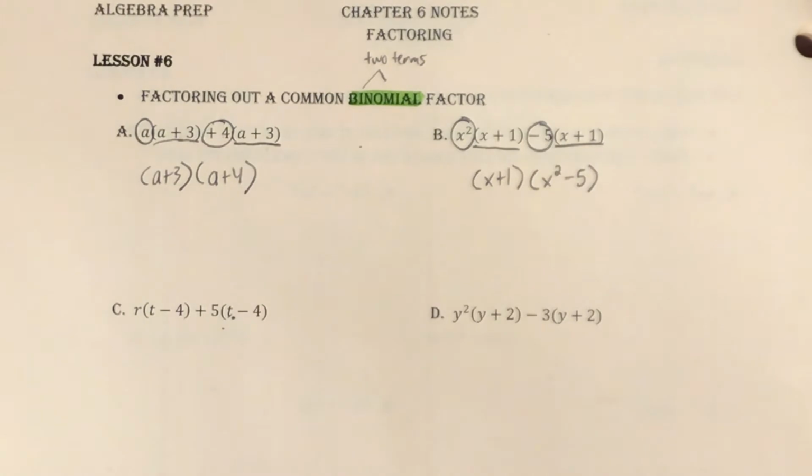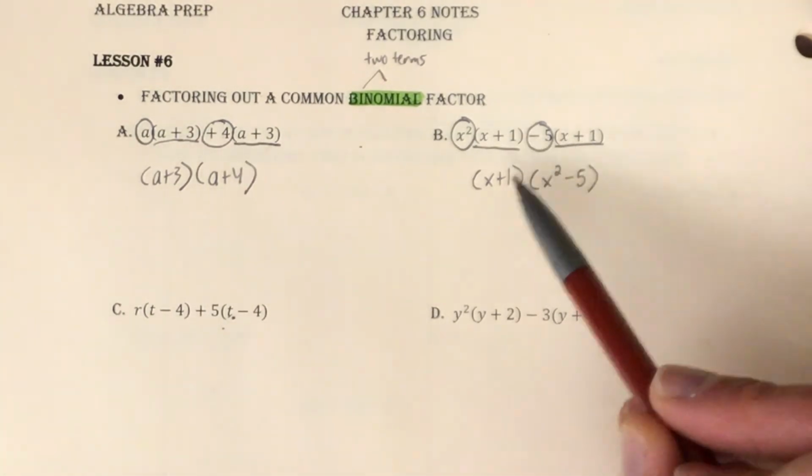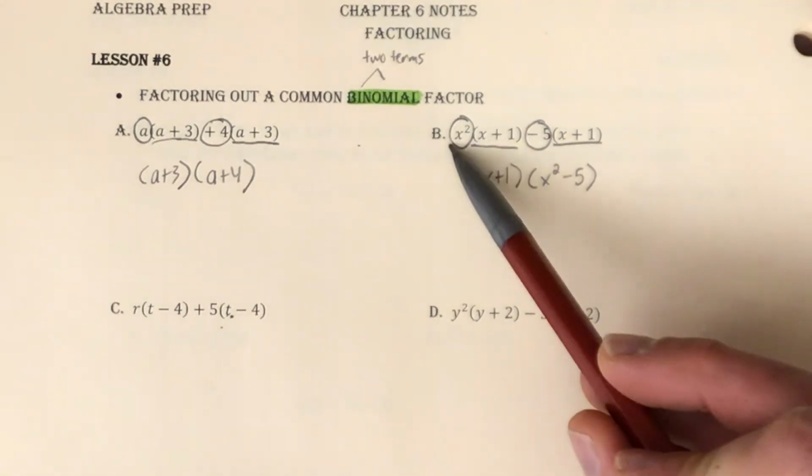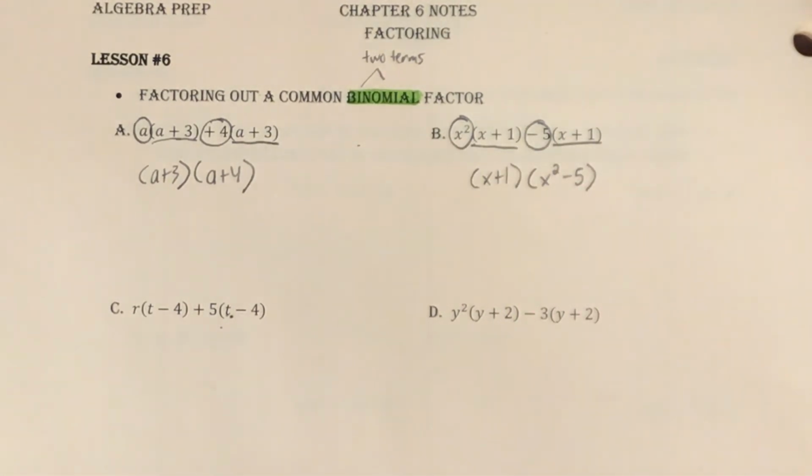And again, that's all there really is to it. Common binomial was x plus 1. That becomes our first factor. Second factor is what's left over, which is x squared minus 5.